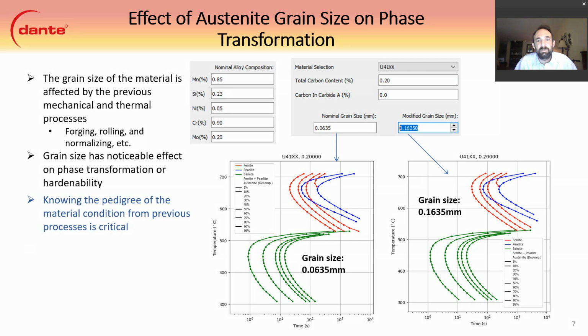Grain size also has an effect on hardenability, as shown on the figure on the bottom right. The grain size of the figure on the bottom left is 63.5 microns, and the bottom right is 163.5 microns. The grain size of the material is affected by previous mechanical and thermal processes, including forging, rolling, normalizing, annealing, etc. The grain size does have a noticeable effect on the transformation behavior. And again, just like the alloy composition, knowing this is important in heat treatment process modeling.